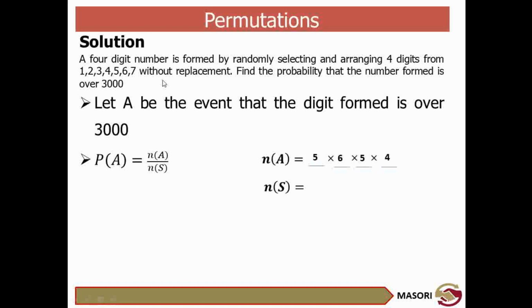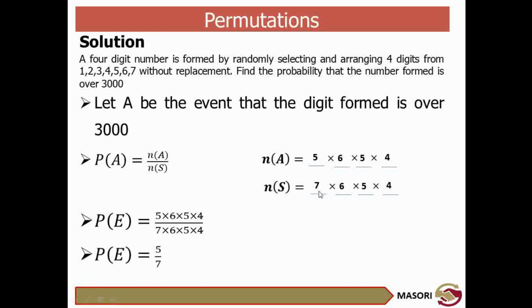Then for the sample space, the way we did it earlier, we said we have 7 digits. So the first digit will be picked out of the 7. The second digit will be picked out of the 6. The third digit will be picked out of the 5, and the fourth digit will be picked out of the 4. Therefore, if we multiply these and put them in our formula, what we will get to be the probability is 5 over 7. So we can change this E must be A, so probability of A.